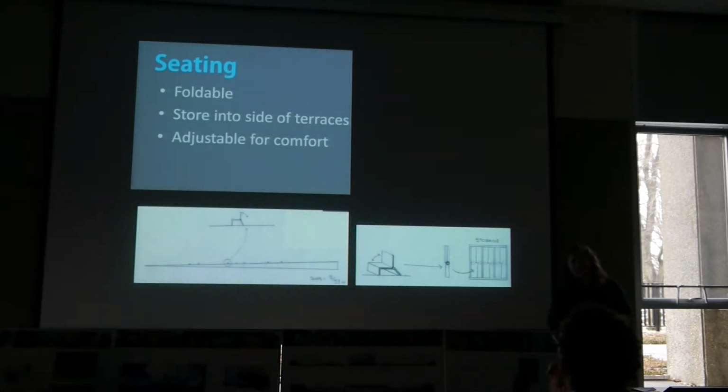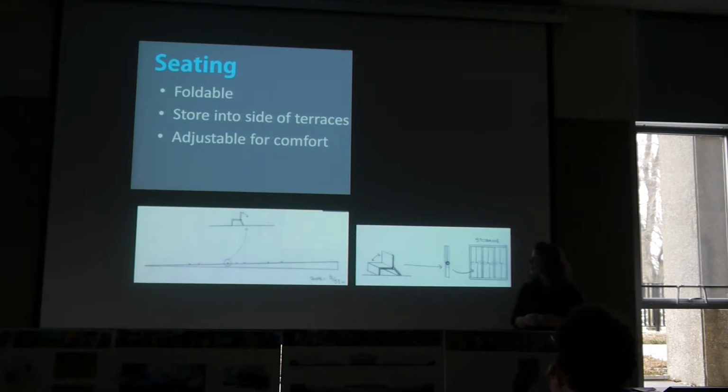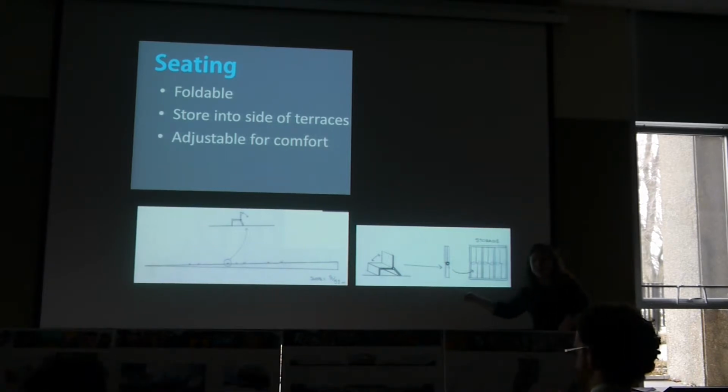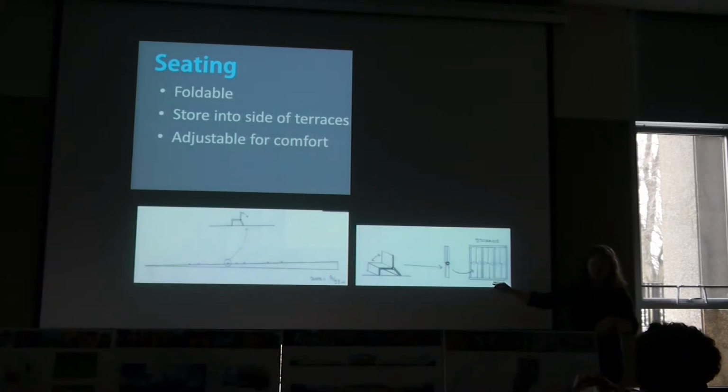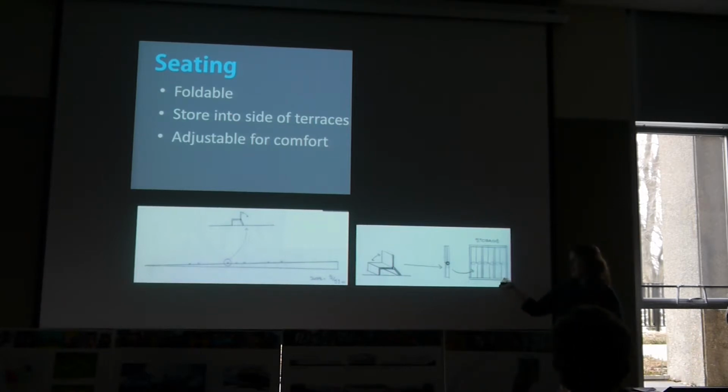And then I also created this seating system to work within the rake seating area, where the seats are foldable and can be tucked away into the side of the terraces so that they can be taken out and utilized there and moved around. But when it's not being used for maybe a concert or an art show or a speaker, they can be tucked back into the storage area.